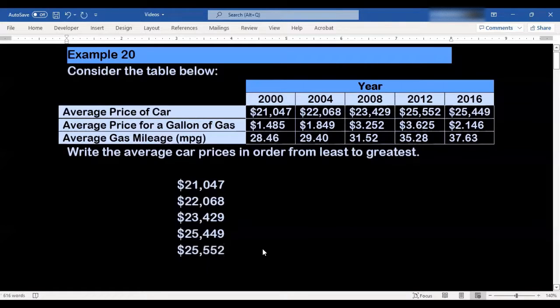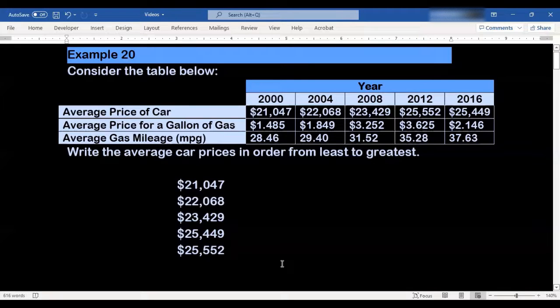And there we go. Now all of the car prices have been listed in order from least to greatest. The smallest was $21,047. Then we have $22,068, $23,429. Again, these first three were pretty straightforward because we have 21, 22, 23. And then the last two shared 25 in the thousands period, so we had to move over to the ones period to compare. So we had 25,449 and then 25,552. Since 400 was smaller than 500, that's why it went into this order.